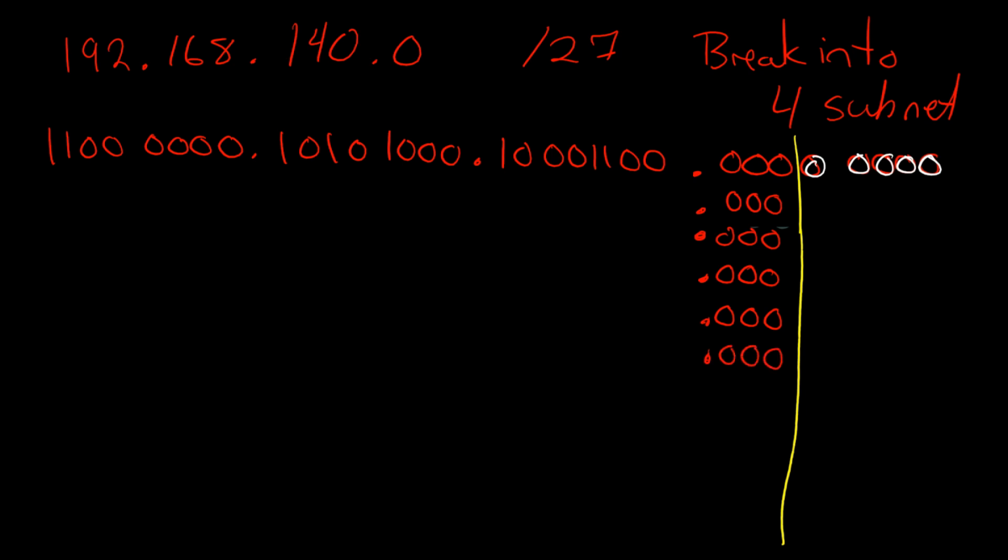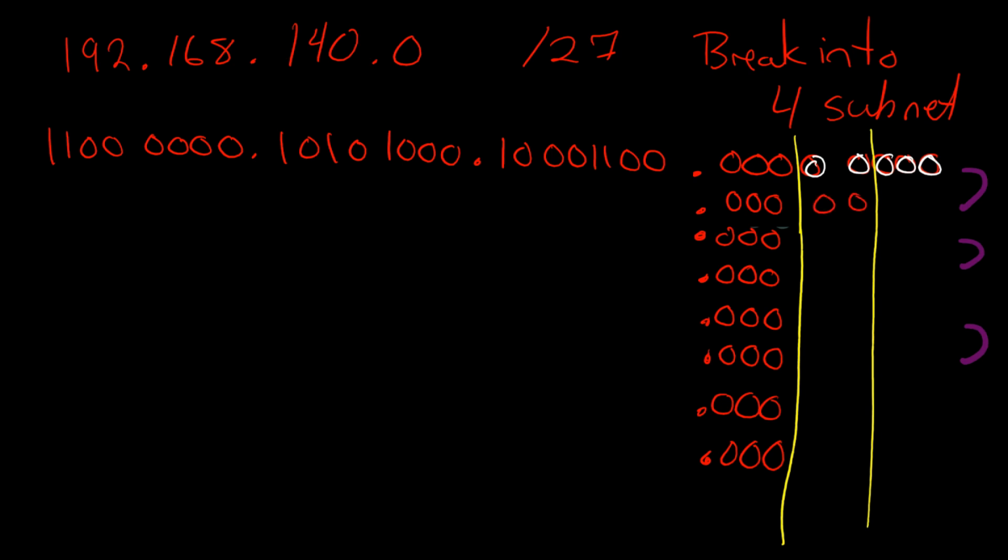So we have our network and broadcast, network and broadcast, network and broadcast. We need our 4th subnet here. And we know that we're going to need to actually borrow 2 bits in order to break into 4 subnets. So I'm going to write those in red because they are now network bits. So broadcast, network, broadcast, network, broadcast, network, broadcast.